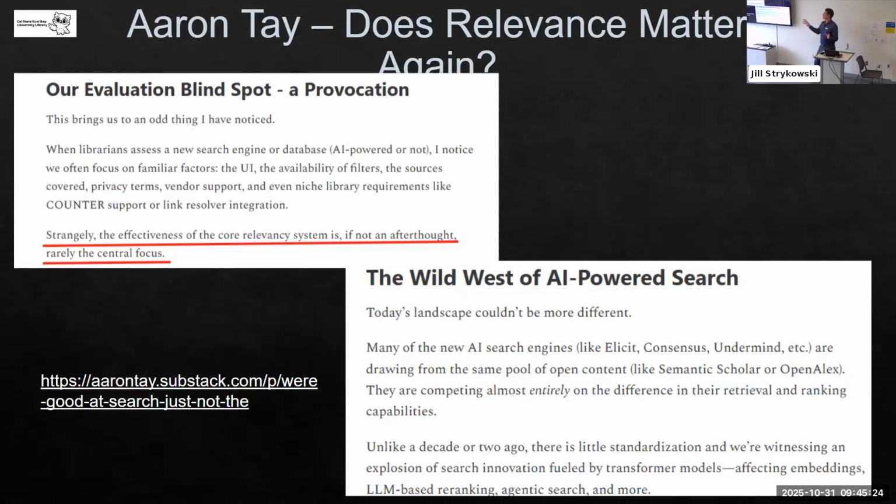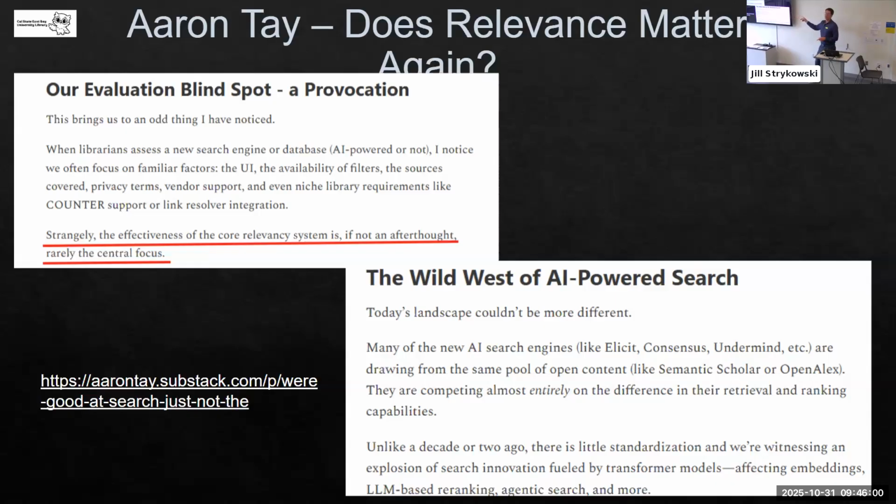So what he's suggesting is that when we're evaluating research tools now, maybe we have to start paying attention to how well they do relevance ranking again, which is interesting to me because 30 years ago in library school I wrote papers about relevance ranking, but I haven't paid much attention to it lately. I won't spend too much time on it, but I think he's partially wrong that AI-powered search is brand new.